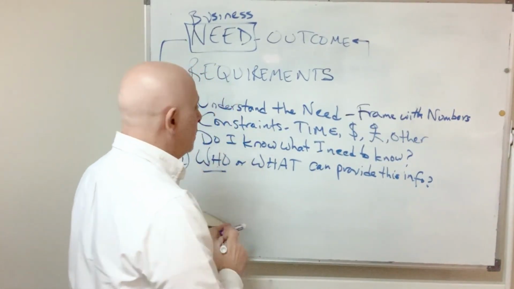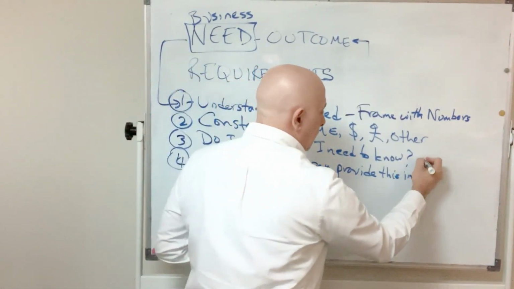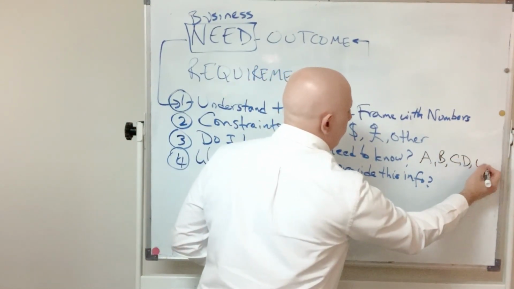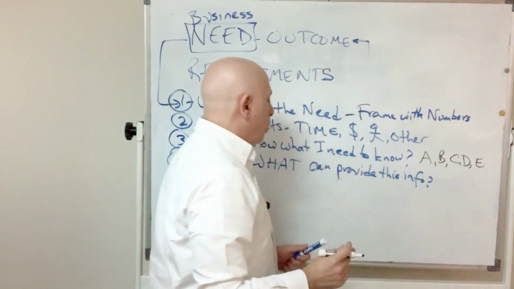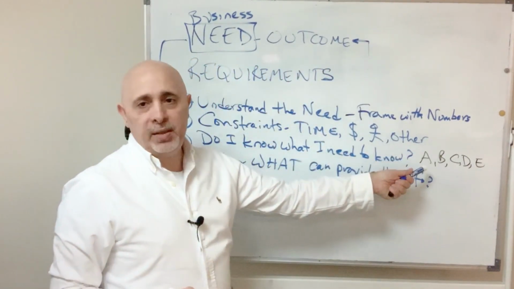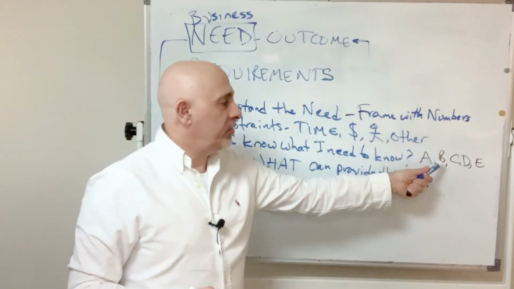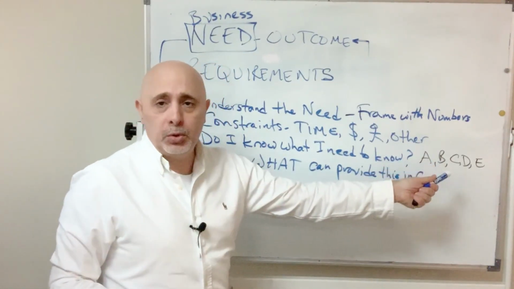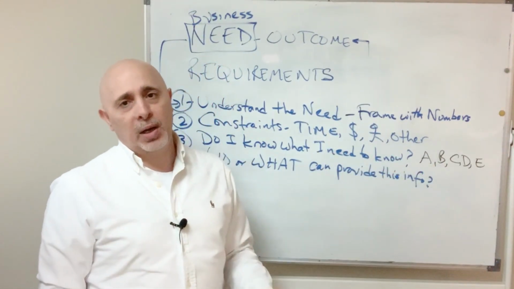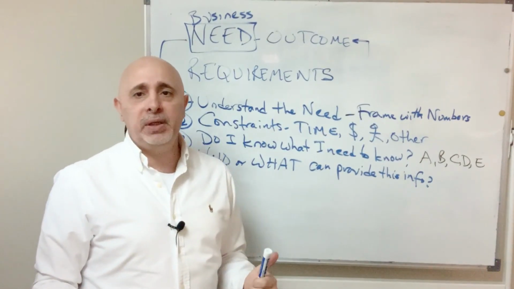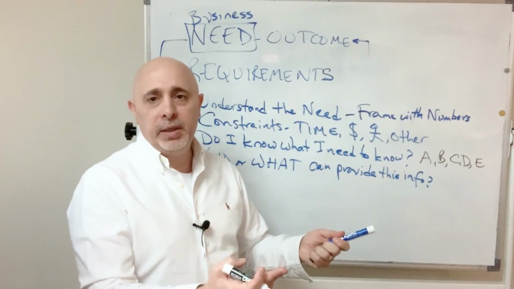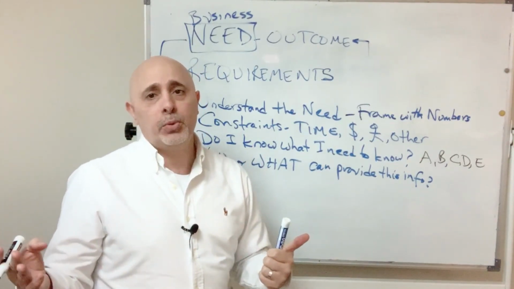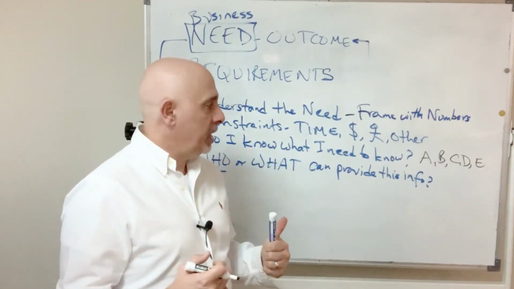Let's say you needed to collect information A, B, C, D, and E. The question is, who provides me the information for A? Who provides me the information for B? And if it's not who, then what? It is probably a document. It is probably something that is published on the internet, or maybe it's a supplier that you need to get in touch with who can provide you such information.